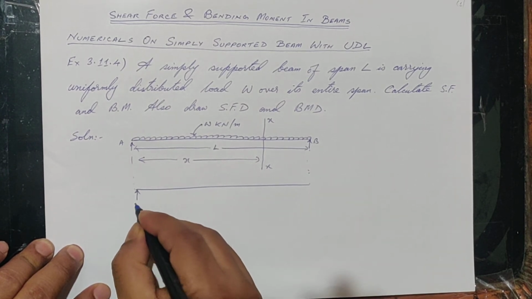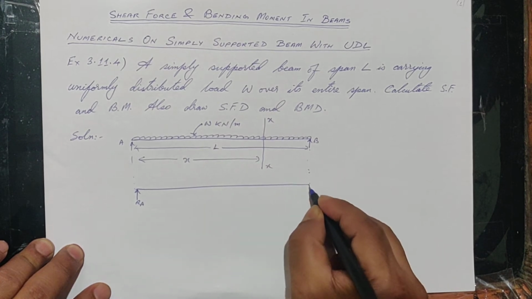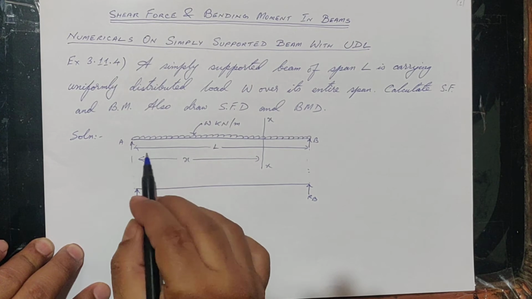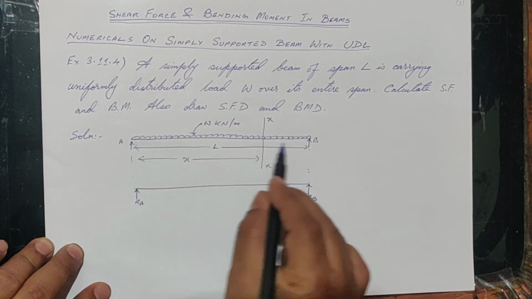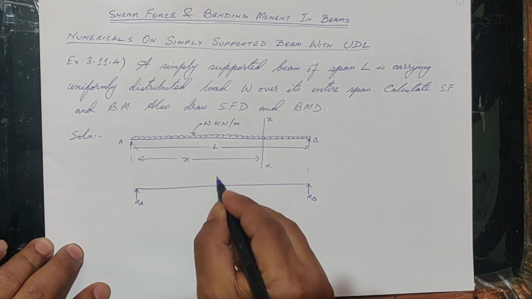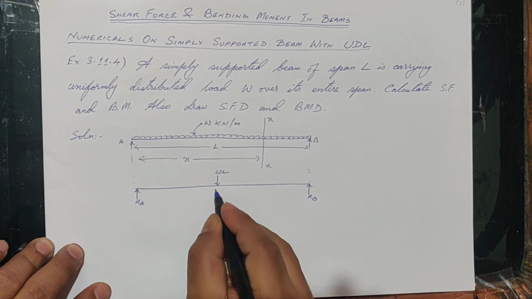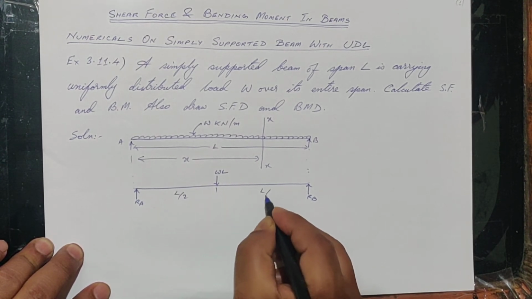Here we have RA, here we have RB, the reactions, and the UDL will be converted into W into the whole length, so WL, and it will act at L by 2.